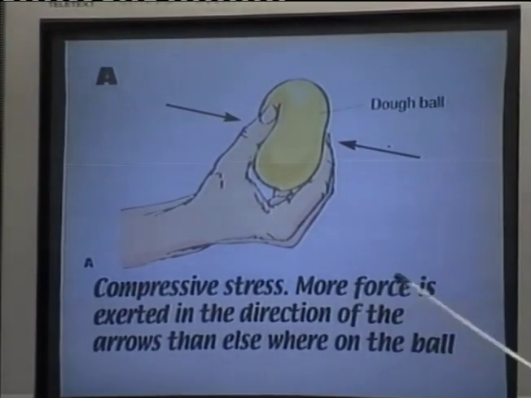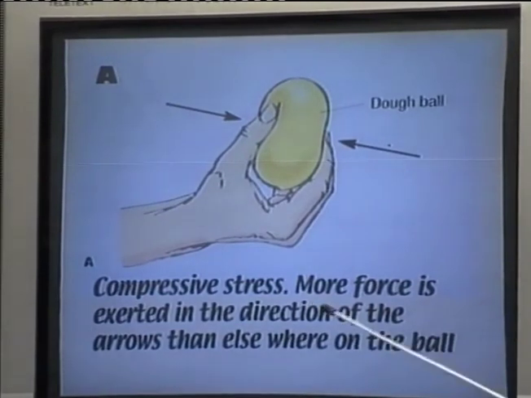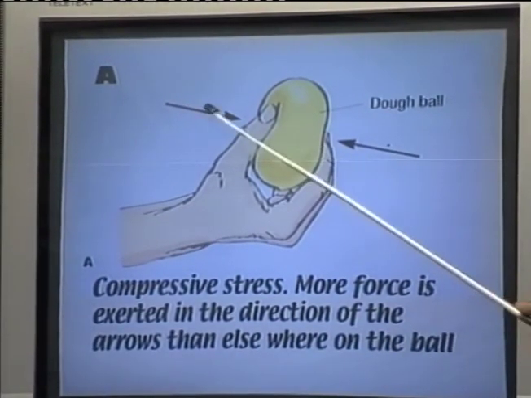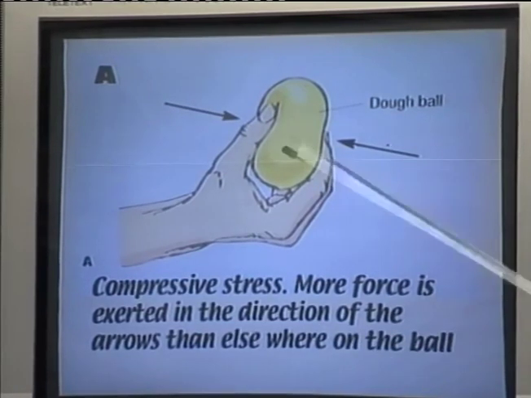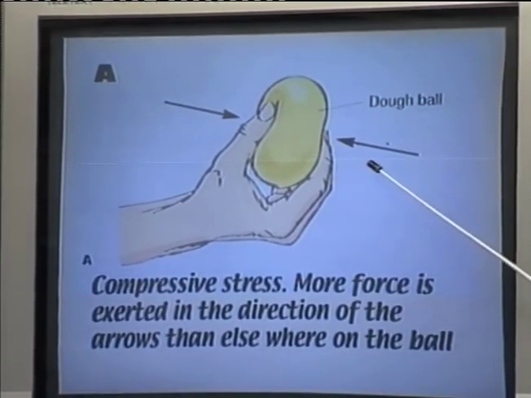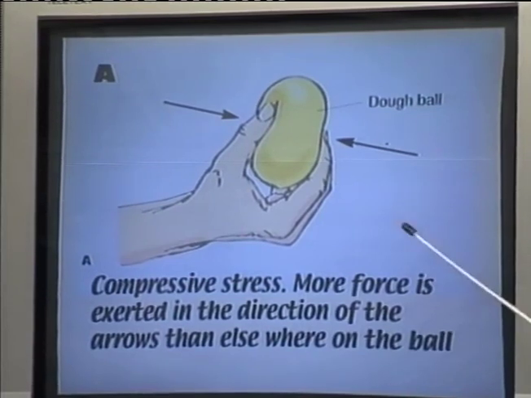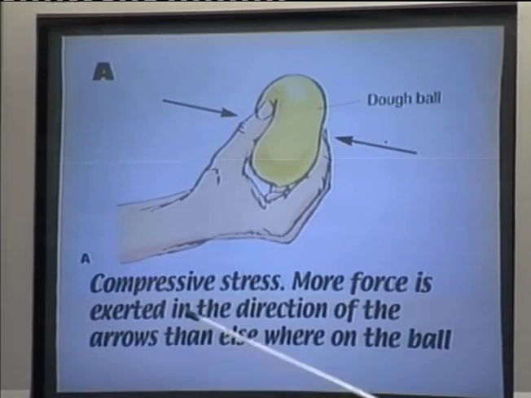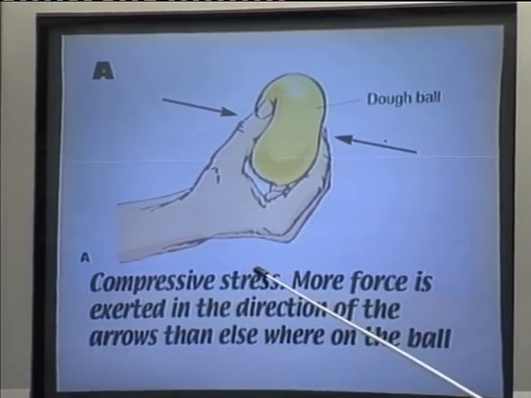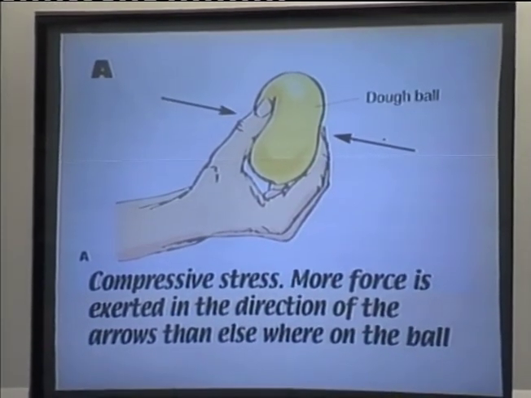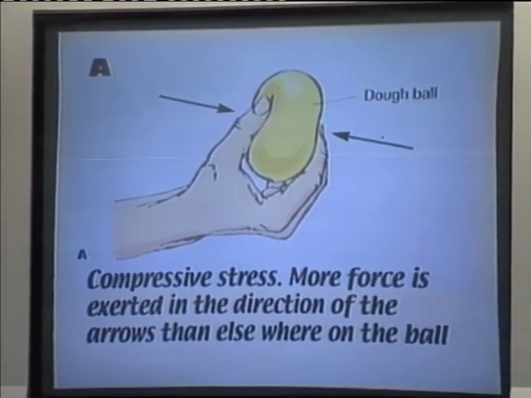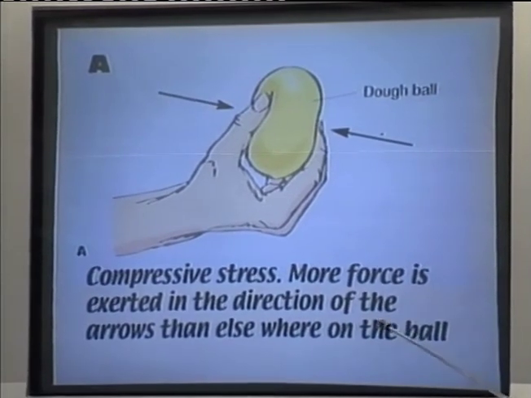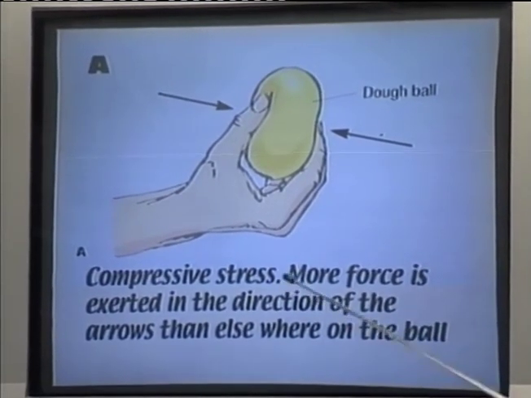You will see that more force is actually exerted in the direction of the arrow, so the direction of the arrows, than anywhere else on the ball, the dough ball I'm making reference to here. And when that type of stress or pressure is applied, then we can say this is an example of a compressive stress. Because we said pressure is an important agency in the formation of metamorphic rock, and pressure can also be shown as compressive stress.